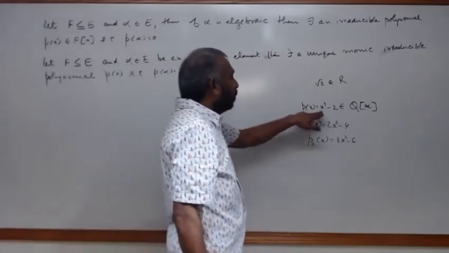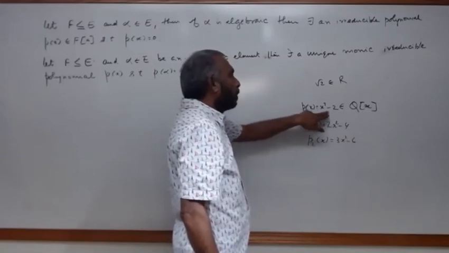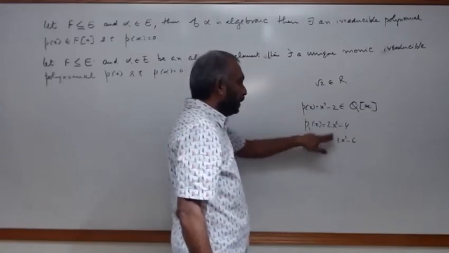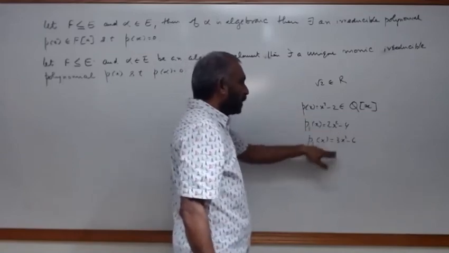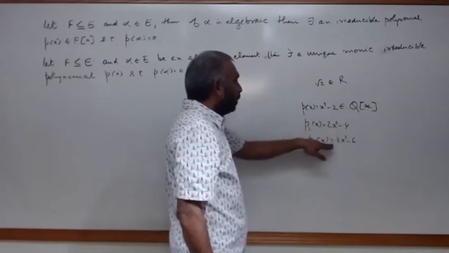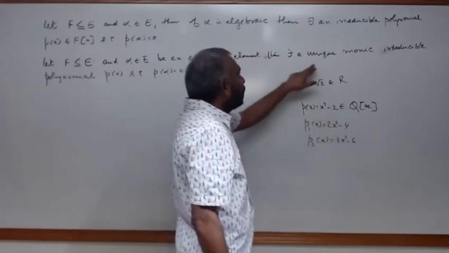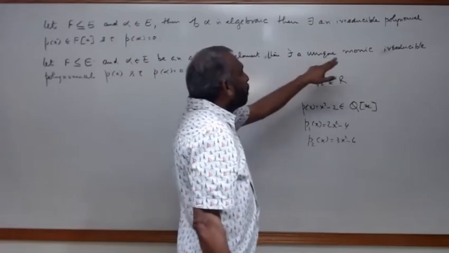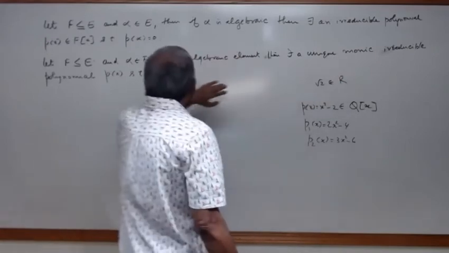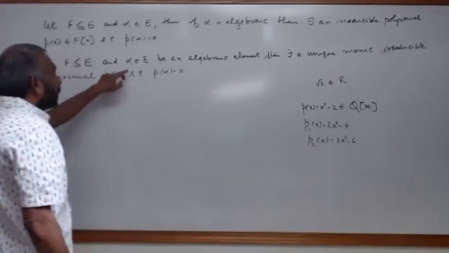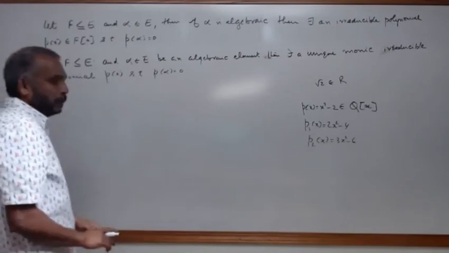Now I am talking only about x square minus 2. I don't consider these others because they are not monic polynomials. So there exists only one monic irreducible polynomial for which alpha can be a 0.